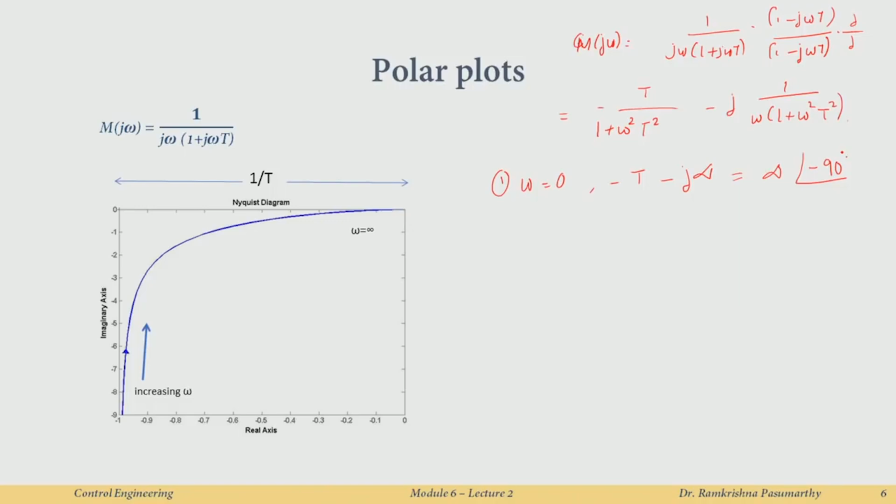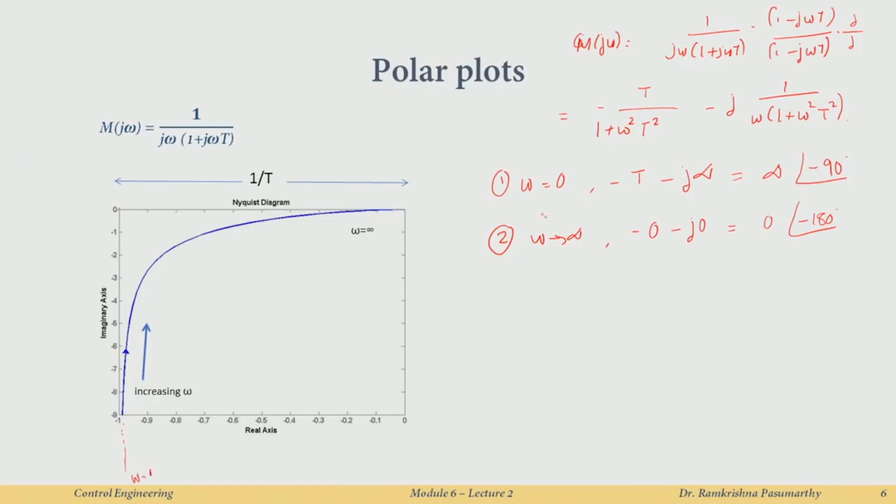Next thing, when omega approaches infinity, well, this becomes 0. Let's skip this minus for 0 minus j 0. So this looks like a phasor of 0 and an angle of minus 180 degrees. So at omega equal to 0, somewhere here, I just cannot plot that because I will never reach that.